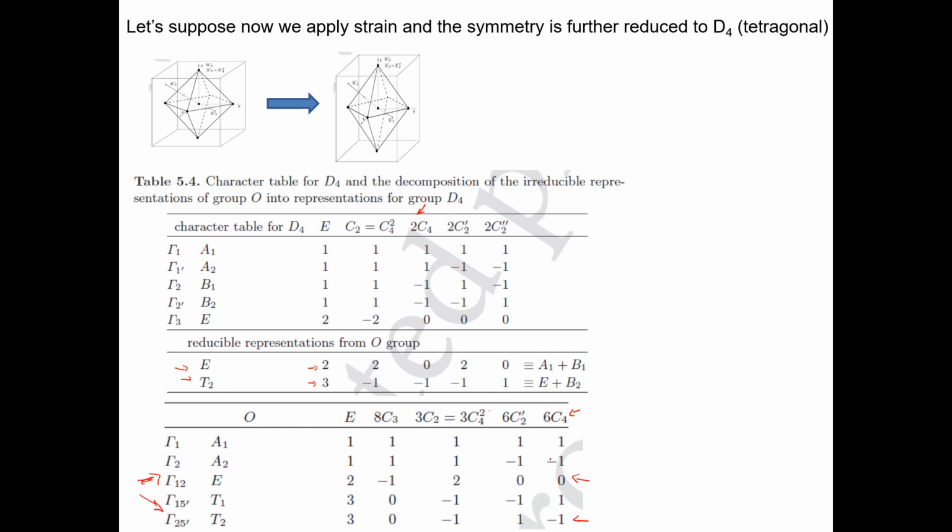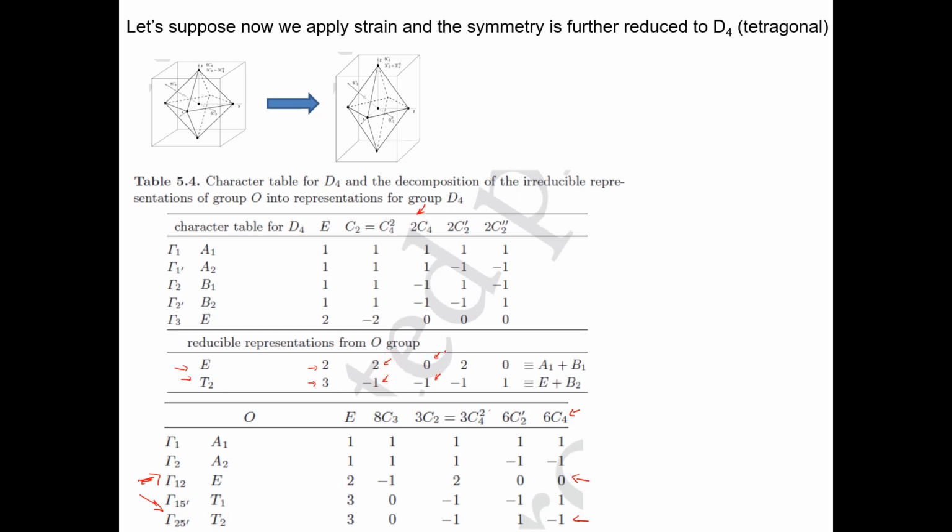But the characters should be the same. The character for E is 0, and the character for T2 is -1. So that's why I get 0 for E and -1 for T2. Let's see the C2 operation, the C2 which is in the main axis, right? This C2 is a result of 2 combined C4 operations. So basically this is the same symmetry that I had before. So I have the characters 2 and -1. So that's why I have 2 and -1 here.